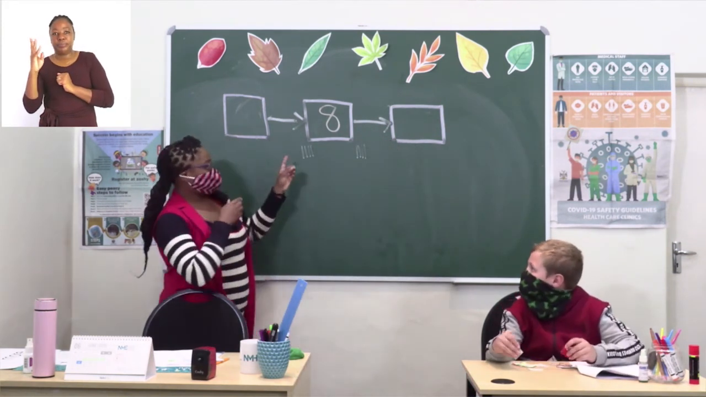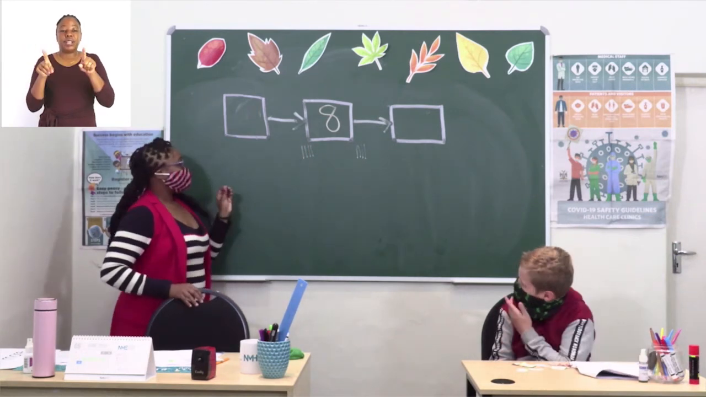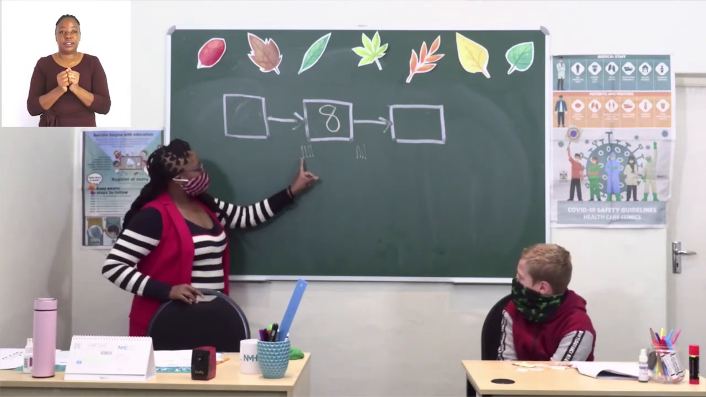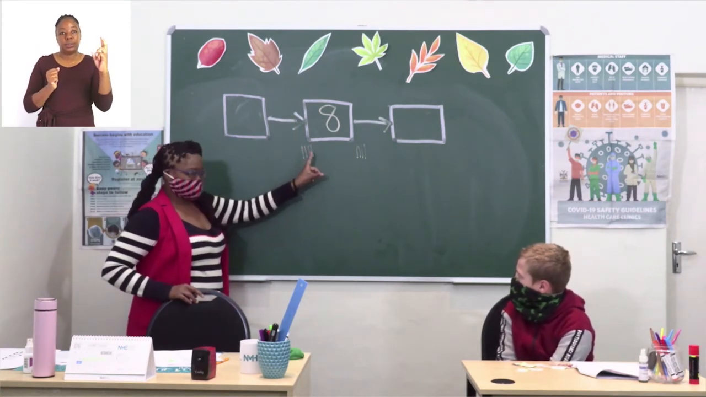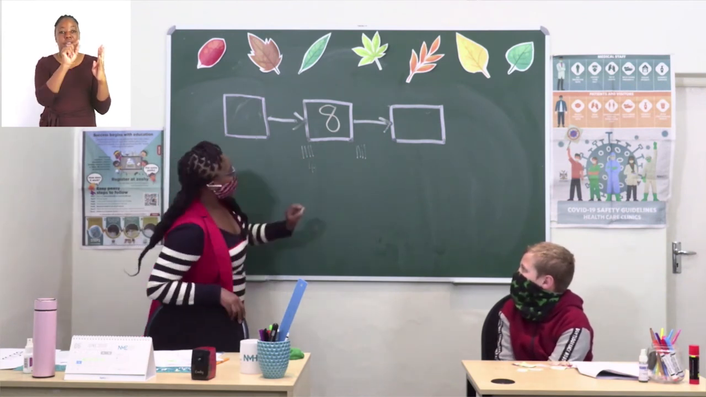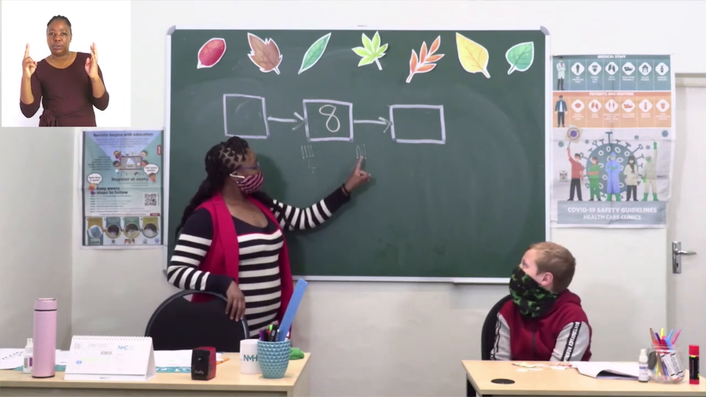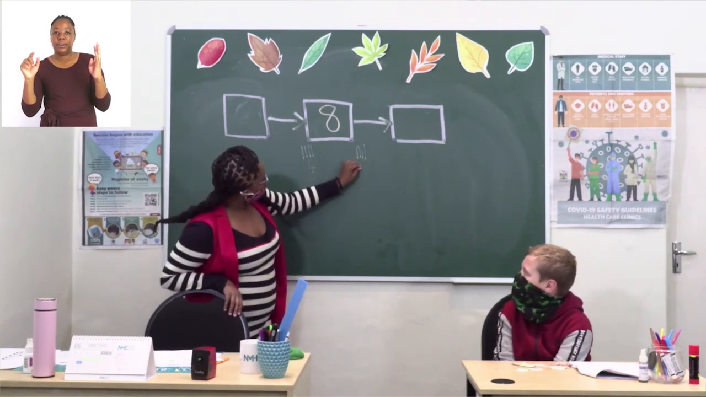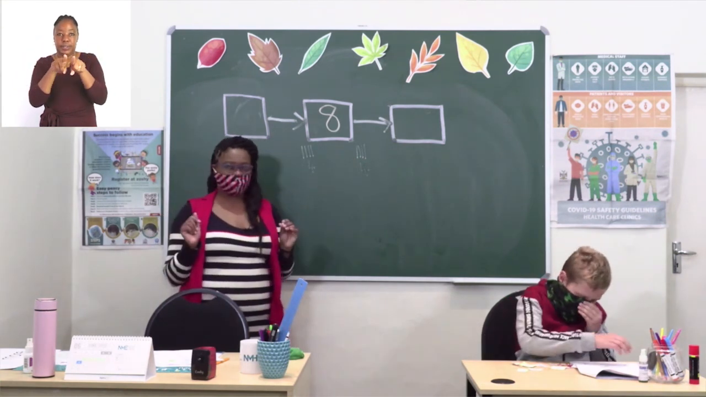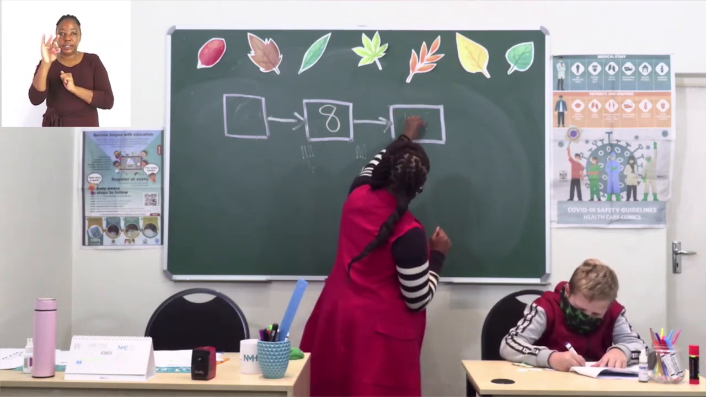We have our sticks that we have shared equally on each side. Now let's count how many we have on each side. 1, 2, 3, 4. So we write the number 4. Let's count again. 1, 2, 3, 4. And we write the number 4. So that must mean that half of 8 is 4. So let us write our number 4.